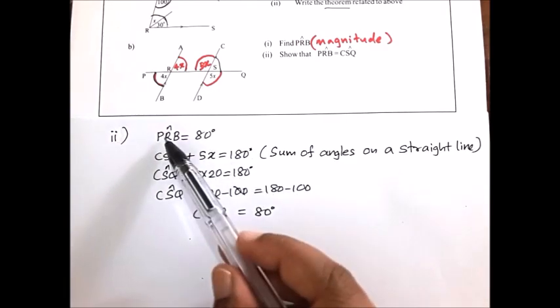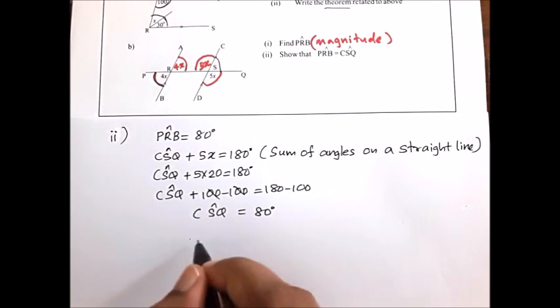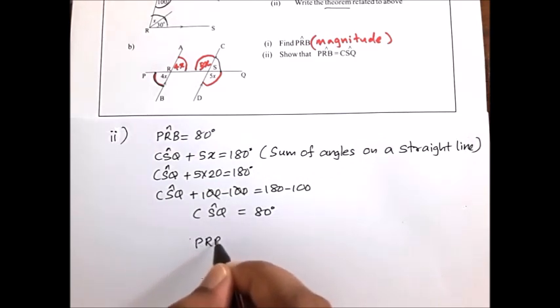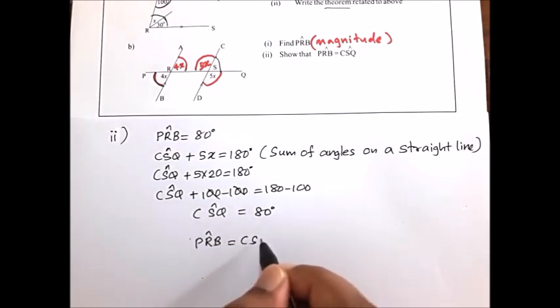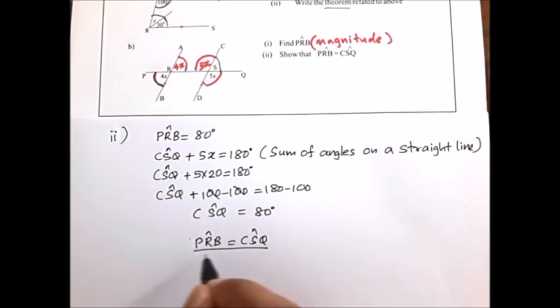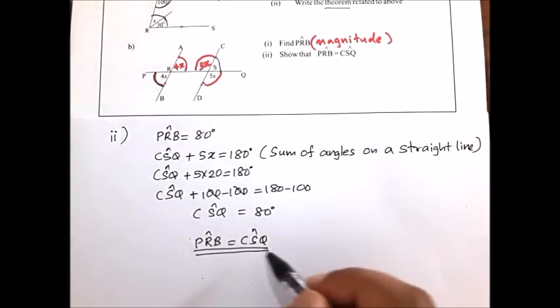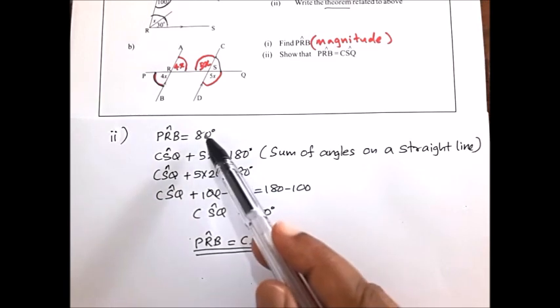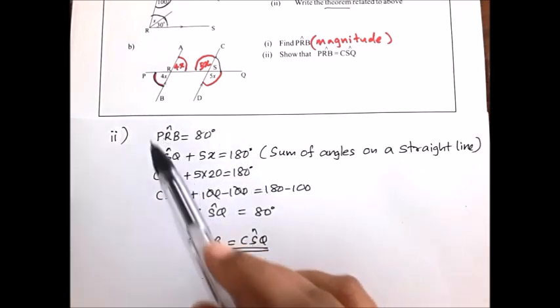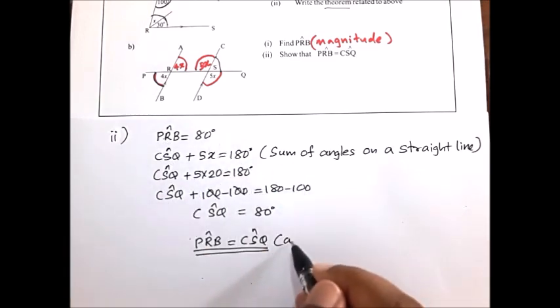Now what can you say about PRB and CSQ? Both are equal to 80 degrees. This is the answer for second one. You can use an axiom here also. You can see right side equal, therefore left side equal. Axiom 1.